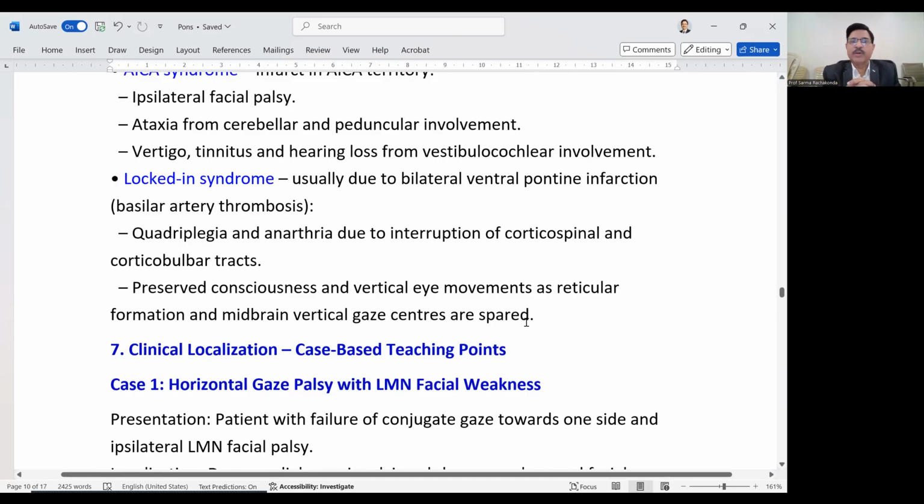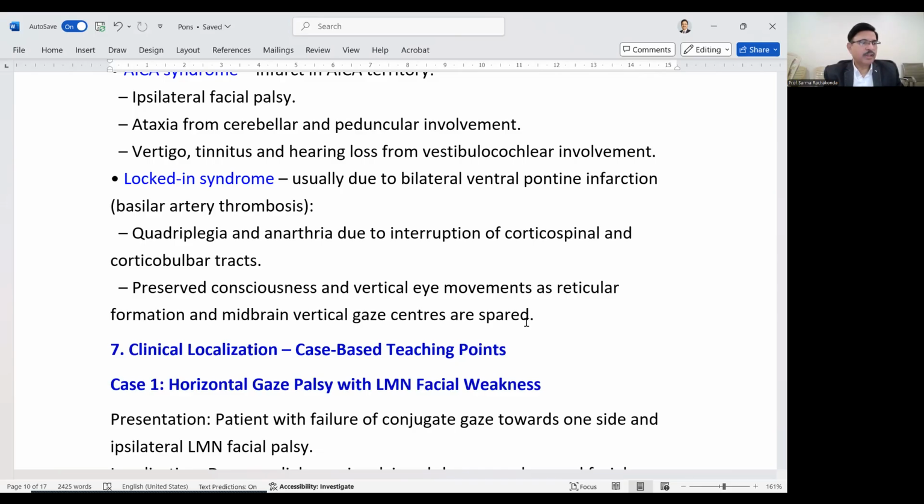consciousness, vertical eye movements, as the reticular formation and midbrain vertical gaze centers are spared. Vertical eye movements are spared, vertical gaze is spared, and the reticular formation is spared because the lesion is ventral, so consciousness is preserved. So if a patient has no consciousness disturbance, has quadriplegia on both sides with associated speech disturbance, anarthria, corticobulbar tracts affected, may have a little bit of ataxia also, and consciousness is preserved, horizontal gaze palsies are there. This is called the locked-in syndrome.